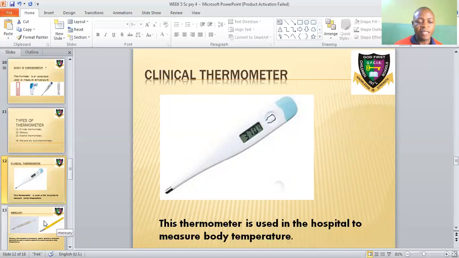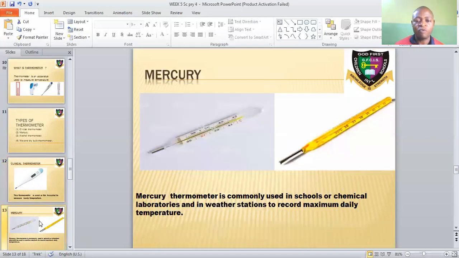Then the next one is mercury. The mercury thermometer is commonly used in schools, chemical laboratories and in weather stations to record the maximum daily temperature. Let's say you want to determine the temperature of Monday, Tuesday, Wednesday, Thursday, Friday, each day in a week. We can do that by using mercury to record the maximum daily temperature.